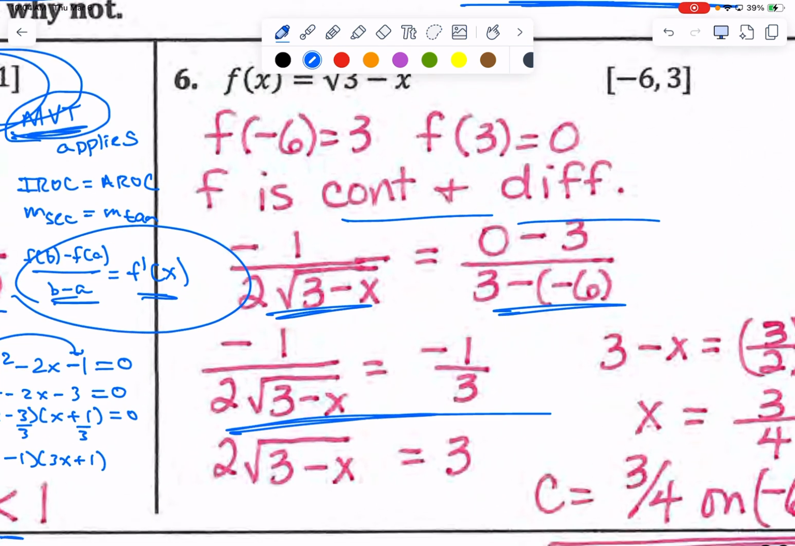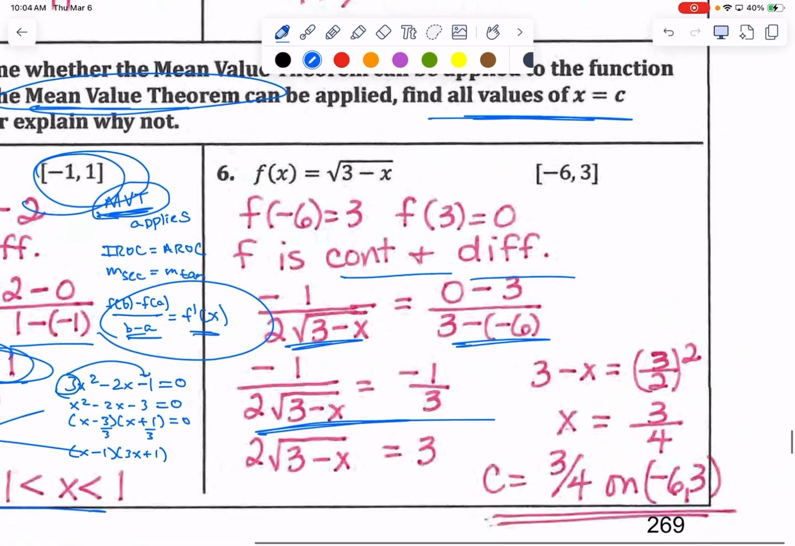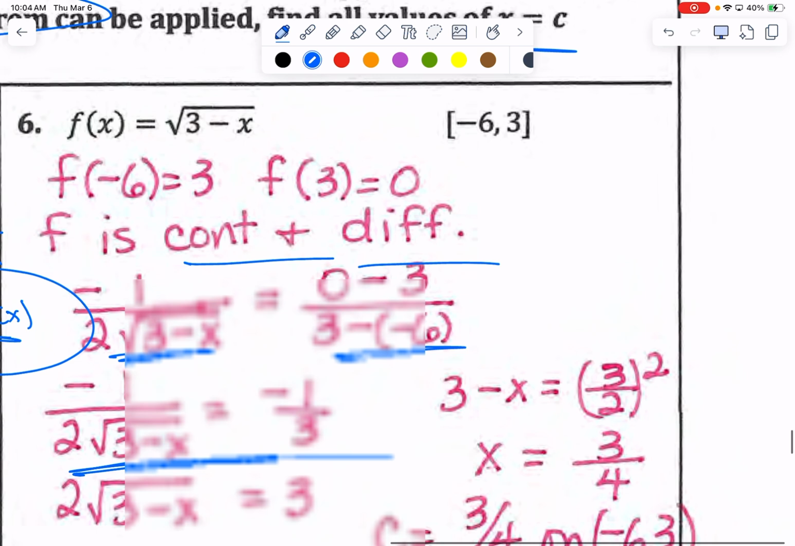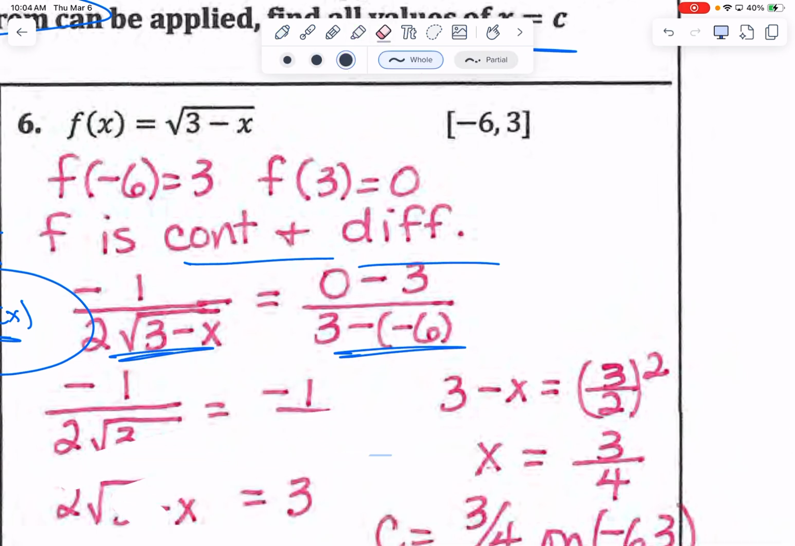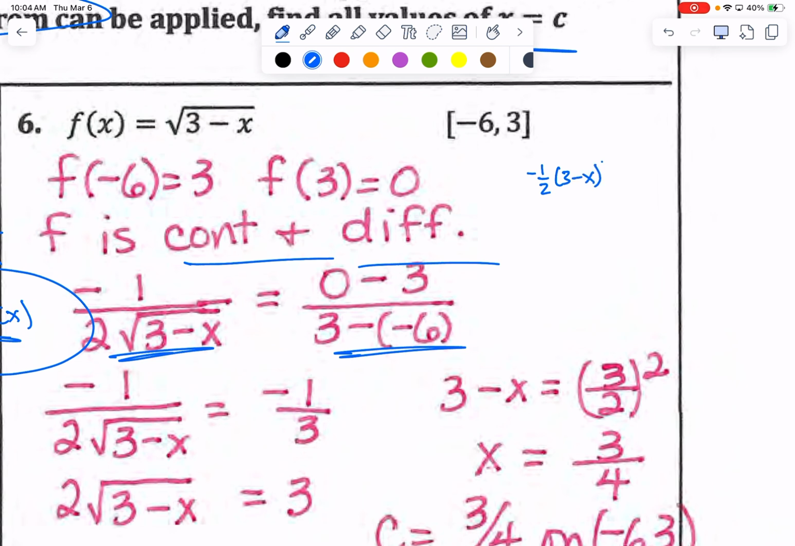Now, here's where algebra goes crazy. I don't care how you do this. I'm going to show you what I did with Molly yesterday that I think actually is better than what Jean does. Okay? Because a lot of you wrote the derivative like this. You have negative 1/2 times 3 minus x to the negative 1/2. And then you got it equal to negative 1/3.